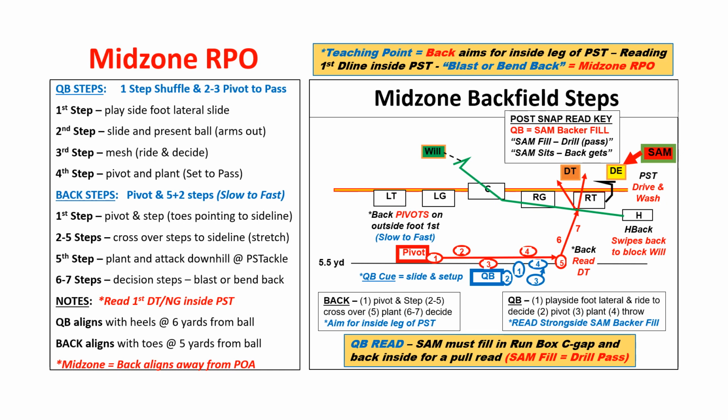Quarterback now is going to read the Sam backer. What's critical here, since it's an off tackle play, the Sam needs to fill in the C gap, B, or A, being able to make that play for us to be a pull read and drill the pass.